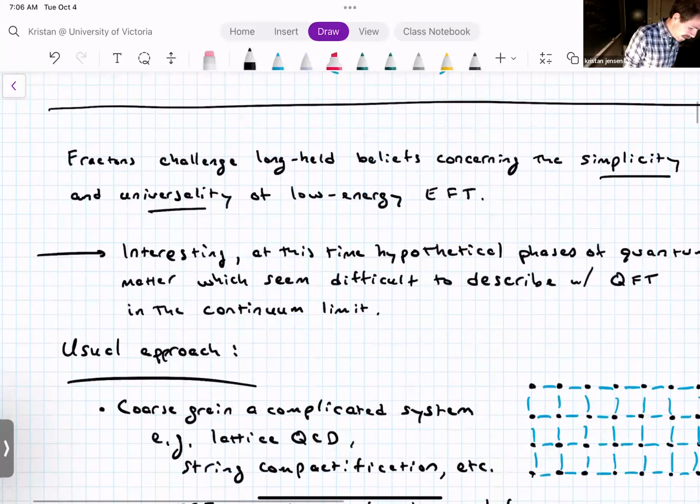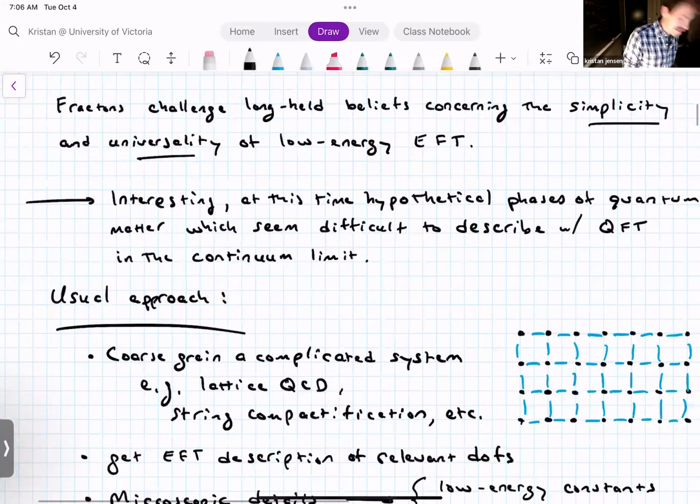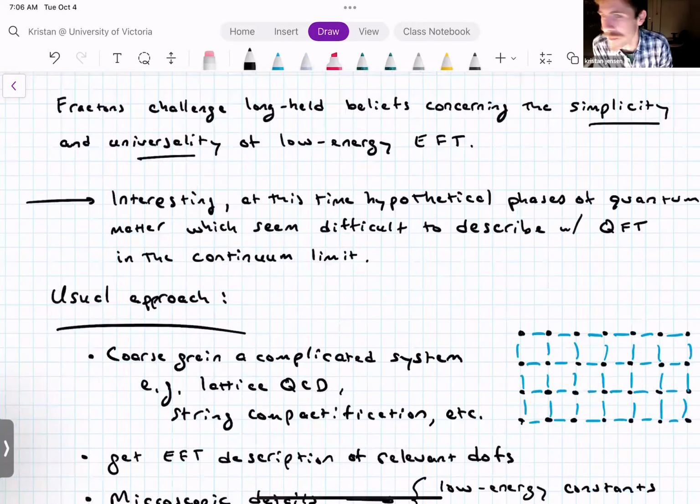What are fractons? These are systems that challenge long-held beliefs in our field, dating back to Wilson, sort of fundamental dogmas in quantum field theory concerning the simplicity and the universality of low energy effective field theory. So I'll explain why. But the other comment about these things for the moment is that these are interesting, but at this time, purely hypothetical phases of quantum matter. They have not been discovered in nature yet. It'd be great to find them. But they seem difficult to reconcile with the quantum field theory description in a continuum limit.